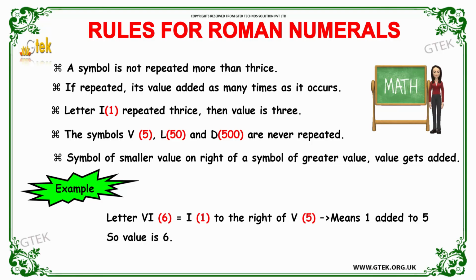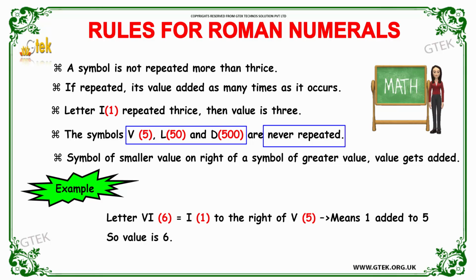So here if you see, your 1 is written in this format. And if we write the letter I 3 times, it means the value is 3. The symbols 5, 50 and 500 are never repeated.